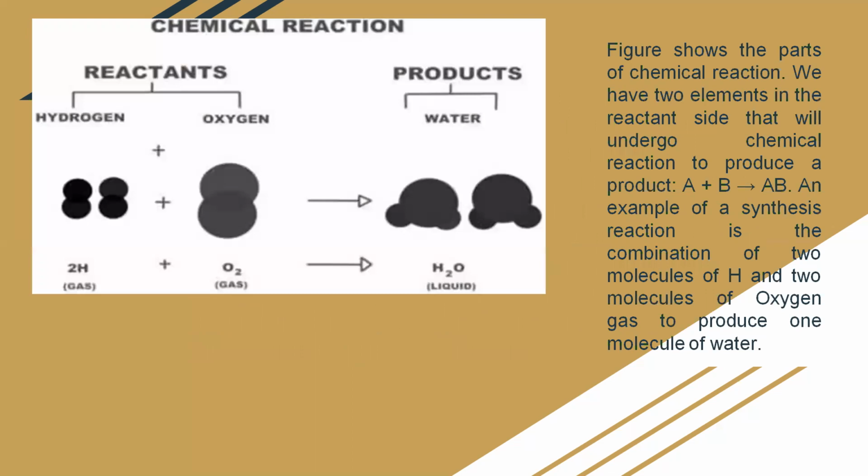Now here, for the chemical reaction, we have reactants and we have products. For our reactants, we have two hydrogen plus oxygen gas, and this is our product. If we combine hydrogen and oxygen gas, then it will form water in a liquid form. And this is what we call the products. So on our left side, these are our reactants, and here are our products.